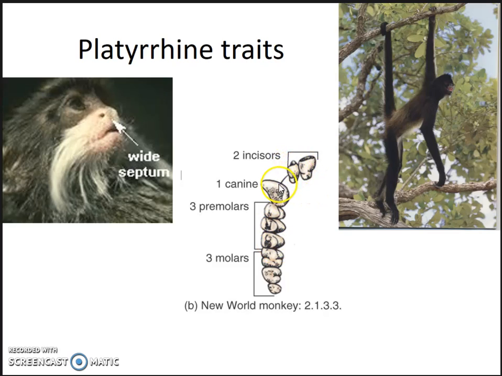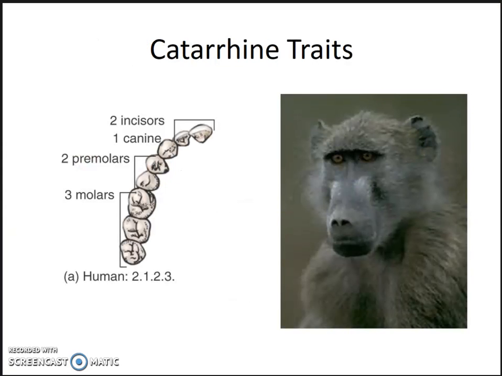We've got 2 incisors, 1 canine, and 3 premolars here. Now, most of them have 3 molars as well, but there are a few species that have actually lost a molar, and so their formula is going to be 2, 1, 3, 2 in terms of some species. Now, so that's the platyrrhine that separates out the New World monkeys from the catarrhines, which is the Old World monkeys and the apes, and us. We fit in that same category.